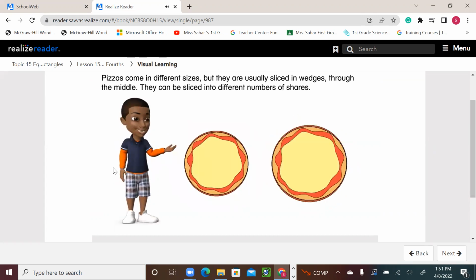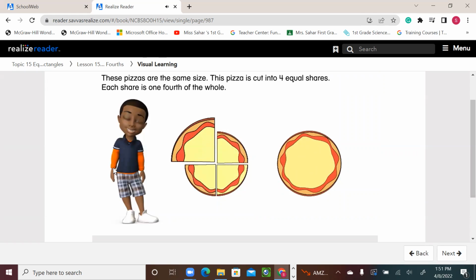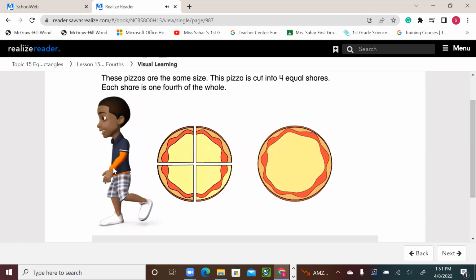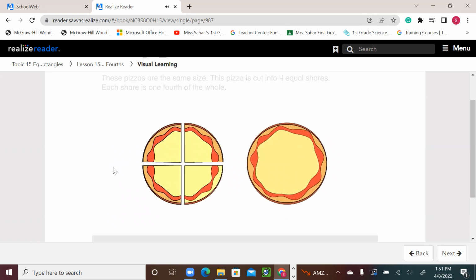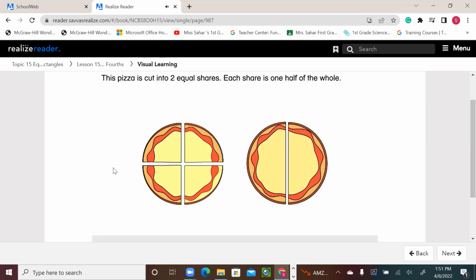Pizzas come in different sizes, but they are usually sliced in wedges through the middle. They can be sliced into different numbers of shares. These pizzas are the same size. This pizza is cut into 4 equal shares. Each share is 1/4 of the whole. This pizza is cut into 2 equal shares. Each share is 1/2 of the whole.